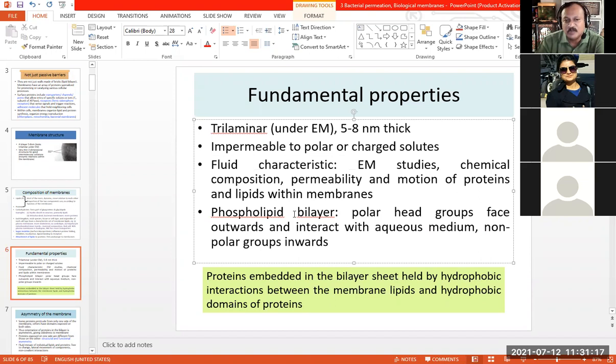And I want you all to find out who gave this particular hypothesis about the fluid characteristic of the membrane. And then I also want you to write down what the different models of the membrane are. Do you remember, have you studied that? The different models of the membrane which are given by different scientists.